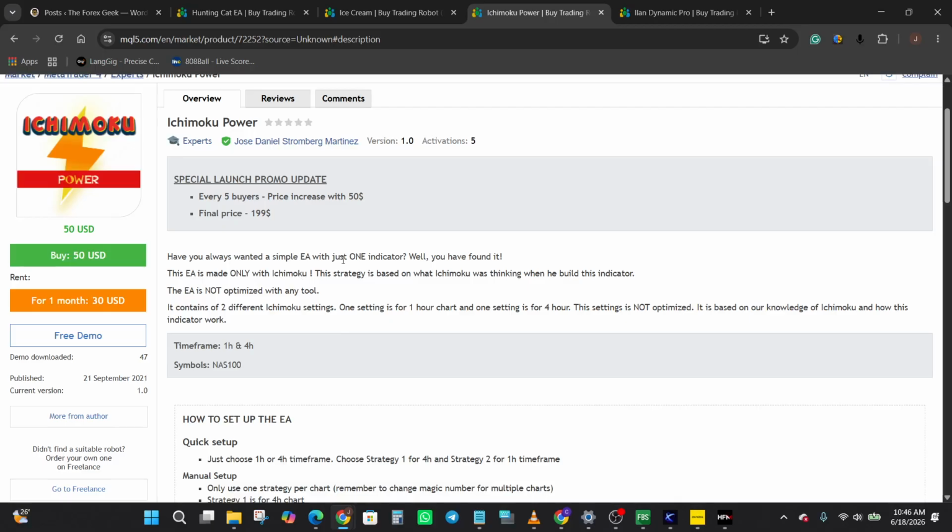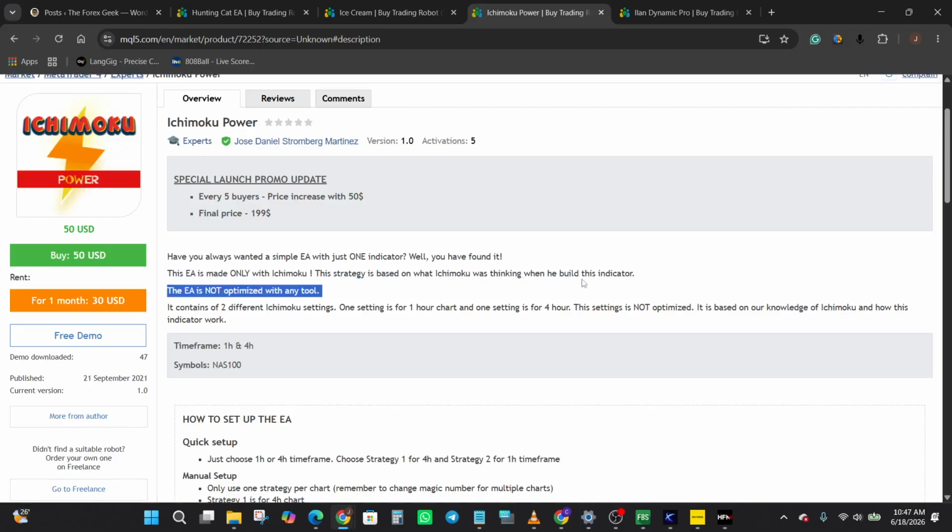Now, looking through the description, the main concept behind this EA is quite straightforward. According to the developer, the system is built exclusively around the Ichimoku indicator. In fact, the description specifically states that the strategy is based on the original thinking behind the Ichimoku indicator, and that the EA has not been optimized using external optimization tools.